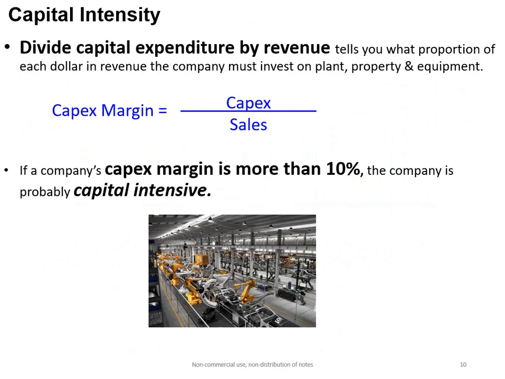So next, you know that the free cash flow is given by this equation, the operating cash flow minus capex. So let's examine further this capex. How do you know whether this company is capital intensive? You can calculate the capex margin. Capital expenditure divided by sales. If the company capex margin is more than 10%, I would say the company is capital intensive.